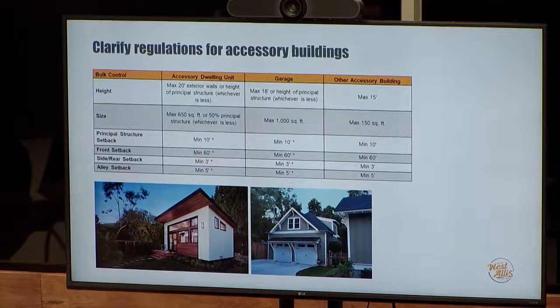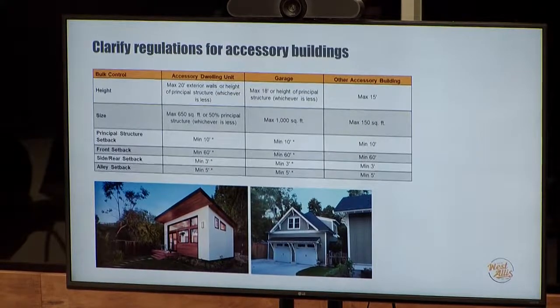And that's, your principal building will be in the front portion of the lot, and then your accessory dwelling unit could be behind it. And you can have setbacks of 3 feet and 5 feet from an alley. But everything else is primarily the same. The other 2 columns for garages and accessory buildings are the same.